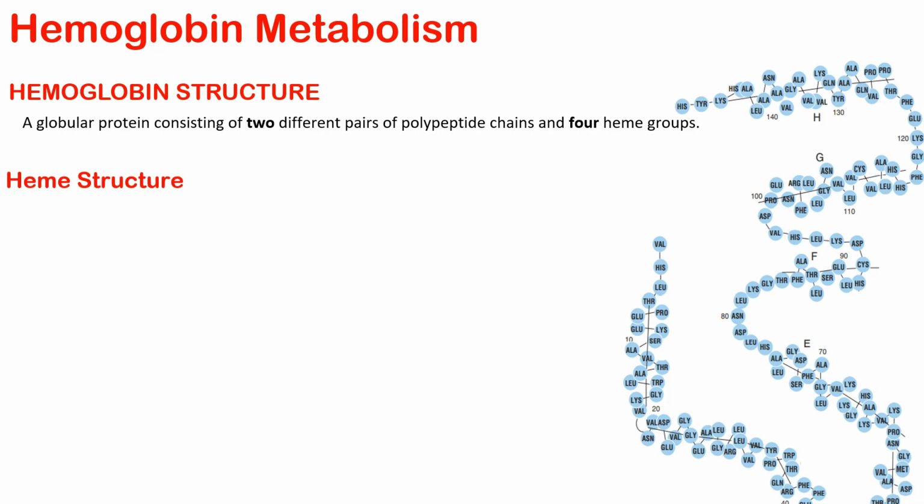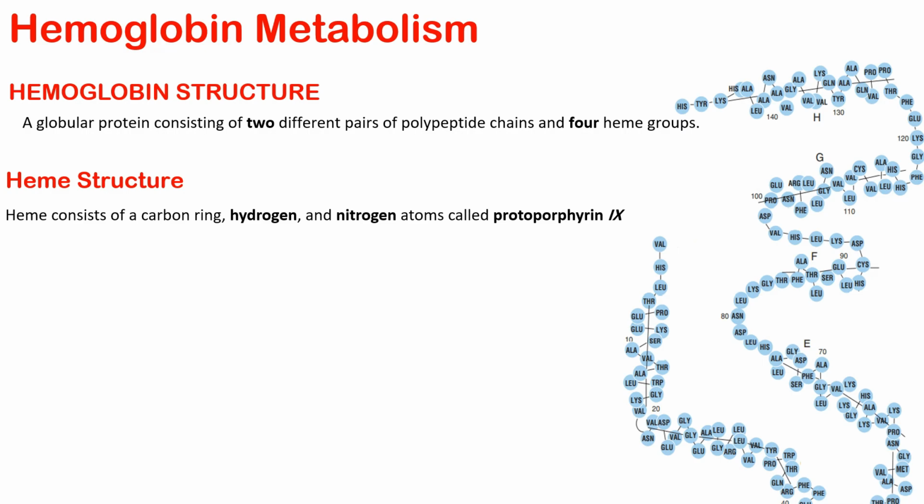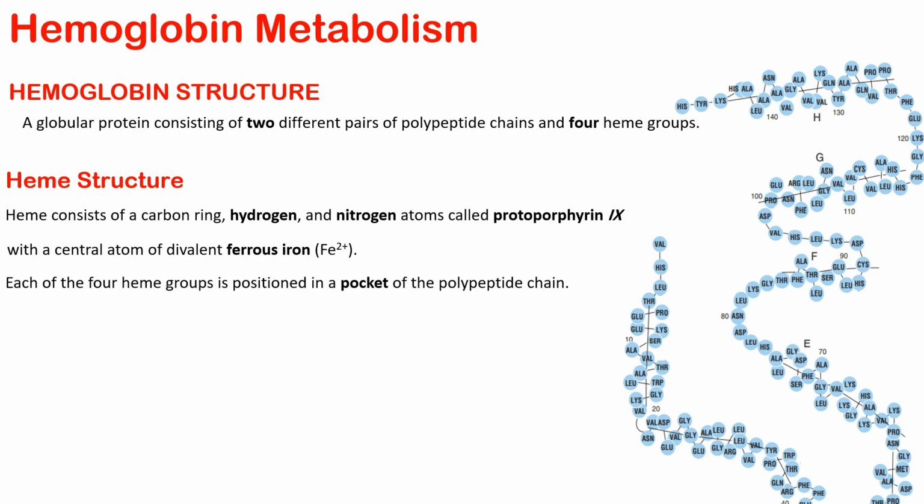Heme structure. Heme consists of a carbon ring, hydrogen, and nitrogen atoms called protoporphyrin IX, with a central atom of divalent ferrous iron. Each of the four heme groups is positioned in a pocket of the polypeptide chain near the surface of the hemoglobin molecule.